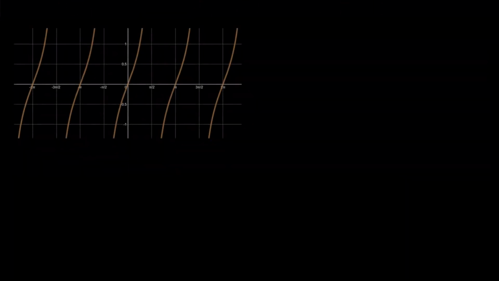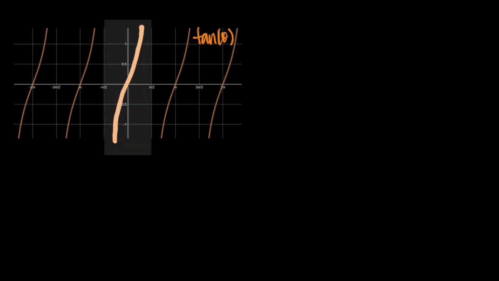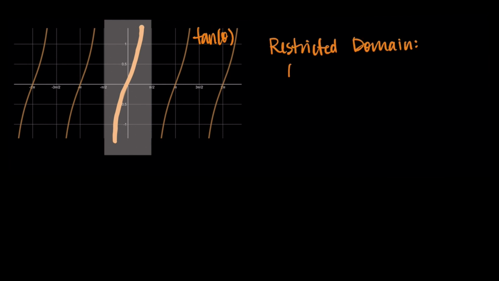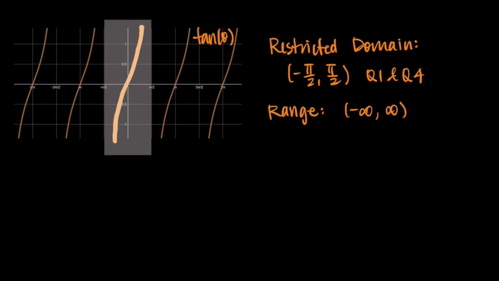Let's repeat this for tangent. So for tangent, in order to get all of the outputs only once, we're just going to choose this center portion. So we're going to restrict the domain from -pi/2 to pi/2, and similar to sine, this is quadrants 1 and 4. You'll notice here that we're using the soft parentheses for those endpoints because there are actually asymptotes there, vertical asymptotes, and so tangent isn't defined at those points, and so we don't want to include them. Then our range is from -infinity to infinity since our function approaches those vertical asymptotes and goes on and on forever.